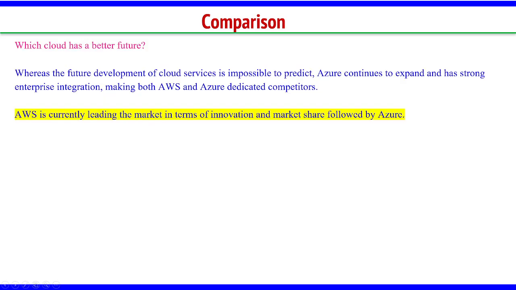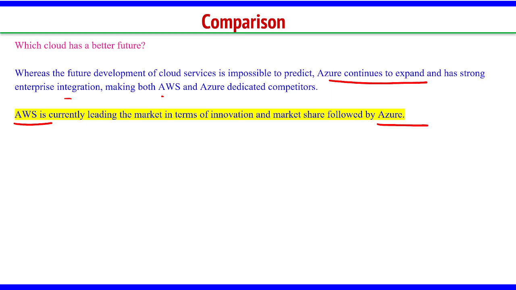If you ask which one is the best out of these three, right? So we see it all depends on what project you are taking care of, on what you are going to work on, right? Azure continues to expand, Azure is growing like anything and has a strong enterprise integration. Okay, making both AWS and Azure competitors. But currently AWS is leading the market, followed by Azure, right? AWS is expanding like anything, in the recent year, 2025 itself, they have achieved a lot. So currently AWS is in the top rank, then comes Azure and then GCP.